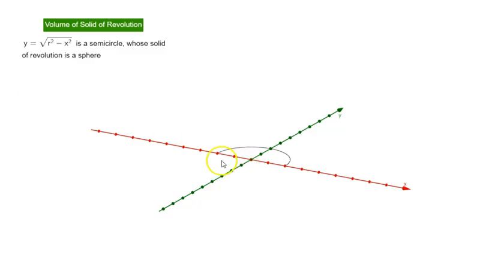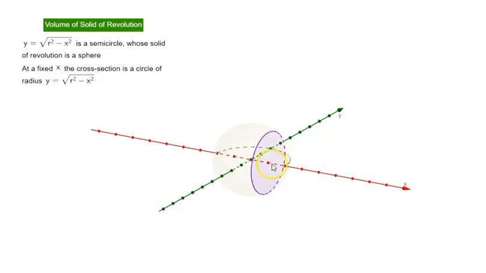So if we revolve this semicircle around the x-axis, we get the sphere. Now at a fixed x, the cross section is a circle of radius y equal to square root of r square minus x square. At a fixed x, if we cut this sphere by a plane, then we will get a circle whose radius is y, which is square root of r square minus x square.